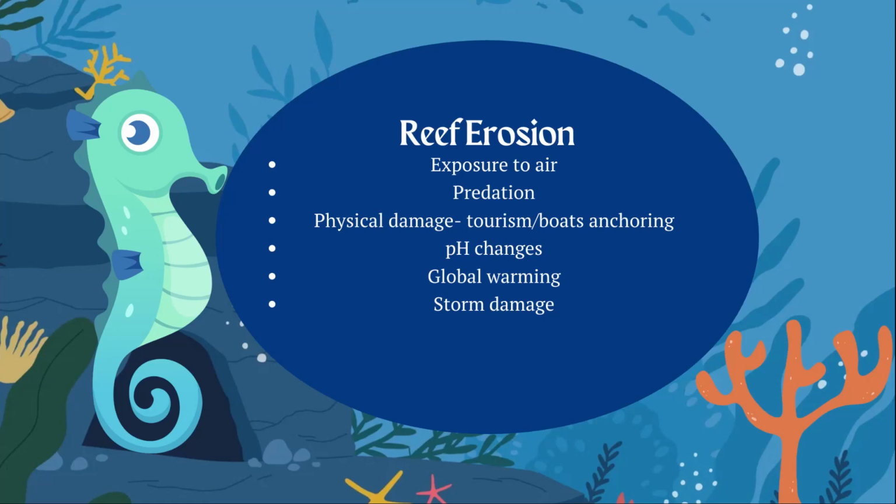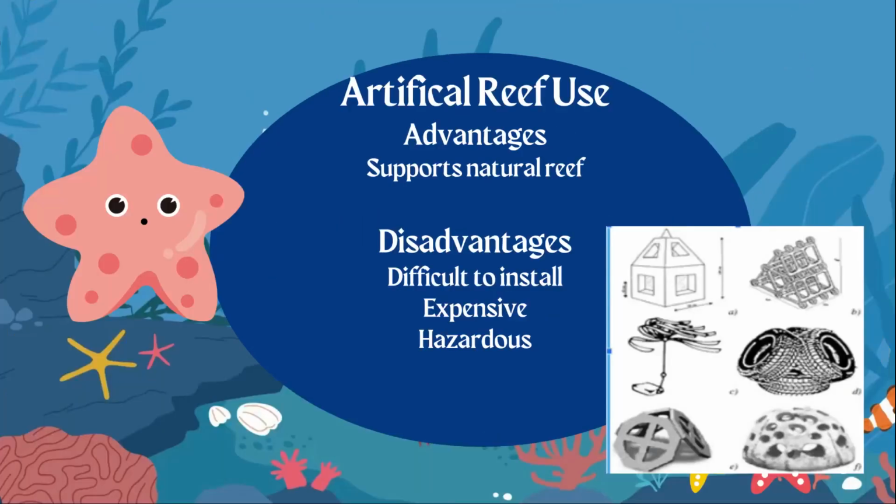And finally, storm damage. When there are very strong storms, the waves and the impact of the storm can actually harm a coral reef. Now that's for a natural reef, but we do use artificial reefs in order to support the natural reef to try to help rehab it and bring it back.